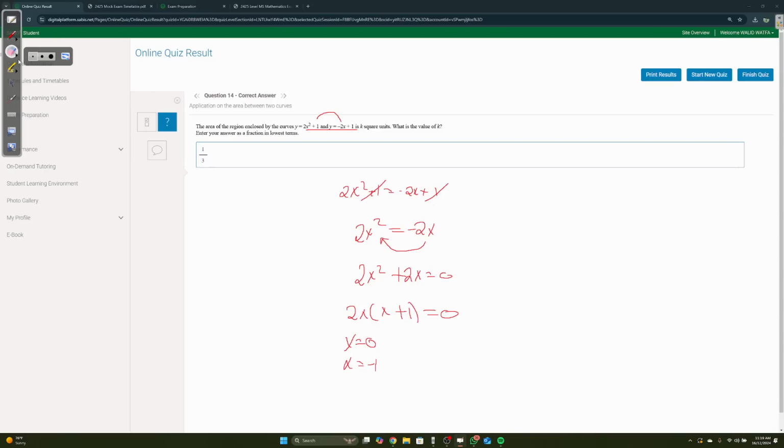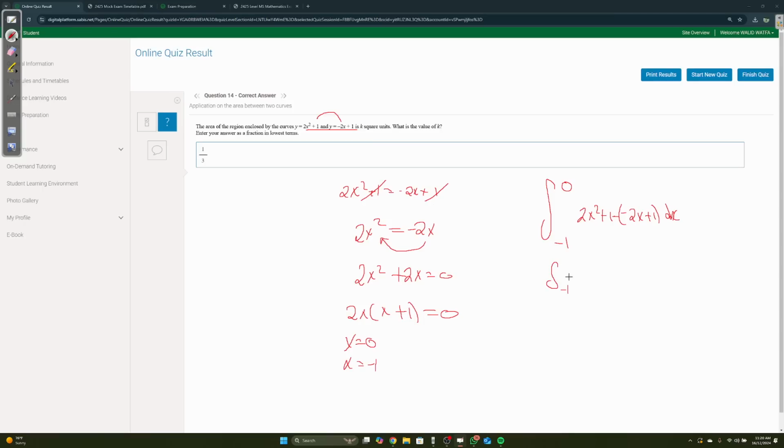Most people will solve it the correct way, but I'm 100% sure there's going to be somebody who's trying to act smart and divide by x on both sides. Okay, don't do this. Anyway, you have x equals 0 and x equals minus 1. So our boundaries are from minus 1 to 0, and the integrand is 2x squared plus 1 minus open bracket minus 2x plus 1, dx.